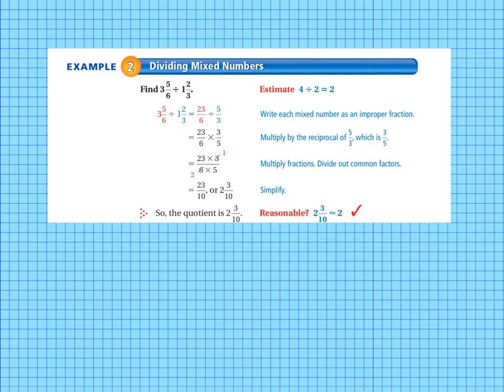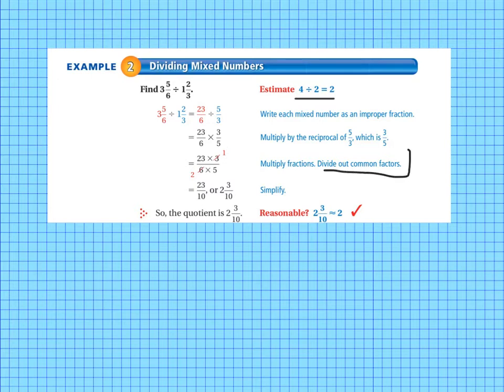Here's another example for us to practice. We're dividing mixed numbers by other mixed numbers here. So we want to estimate, and so we would round 3 5/6 to 4, and 1 2/3 to 2. 4 divided by 2 equals 2. So we write each mixed number as an improper fraction. So 3 5/6 equals 23/6, and 1 2/3 equals 5/3. And then we look for common factors, and there aren't any, so we just multiply by the reciprocal.